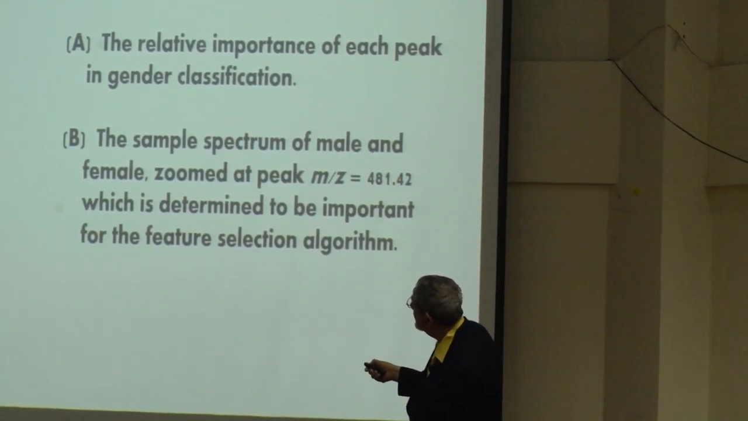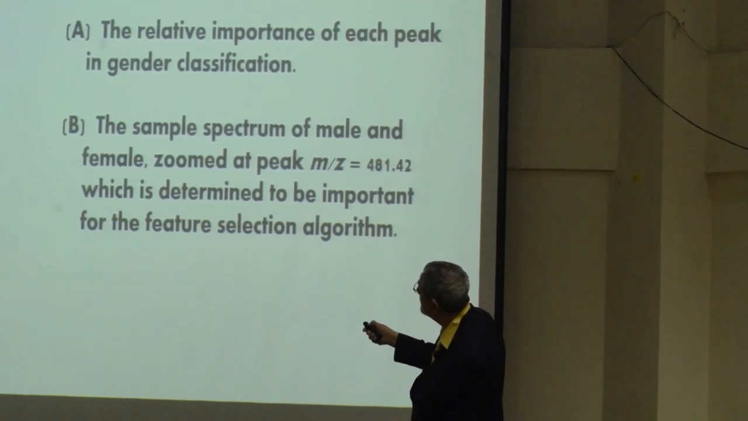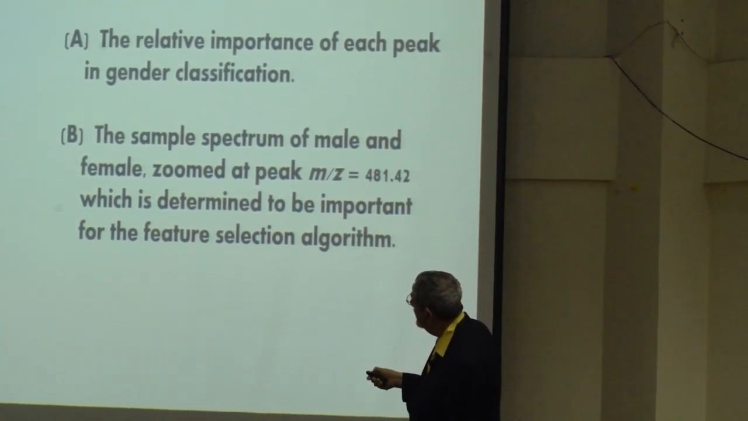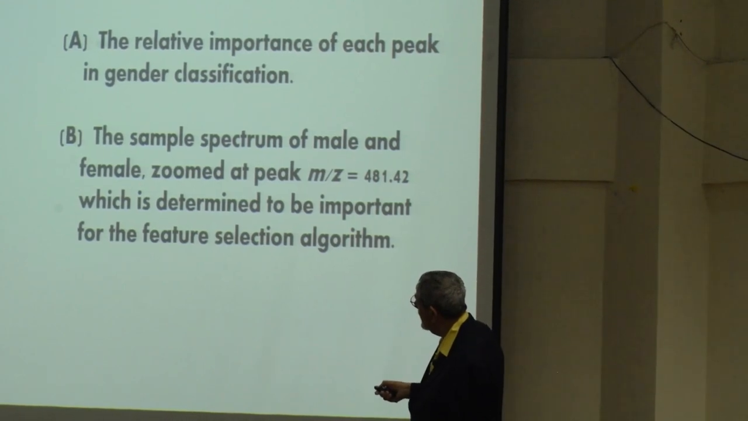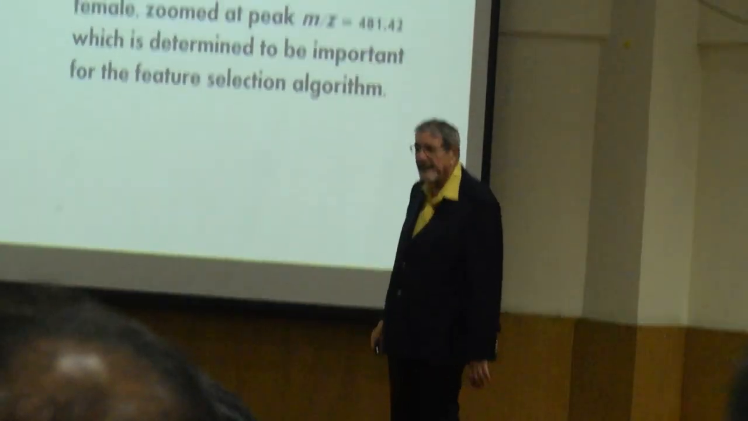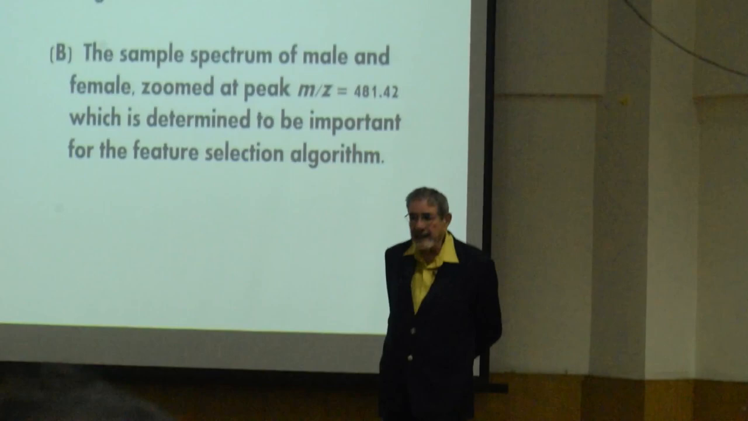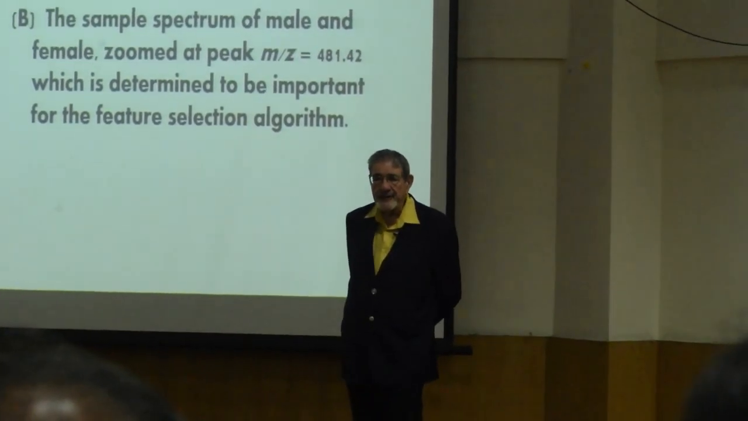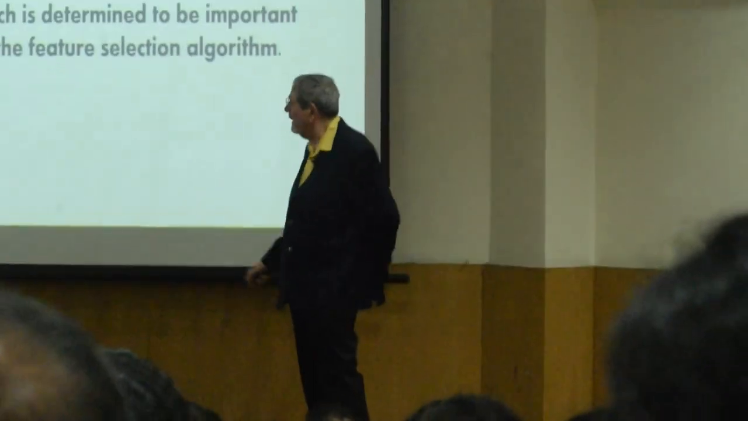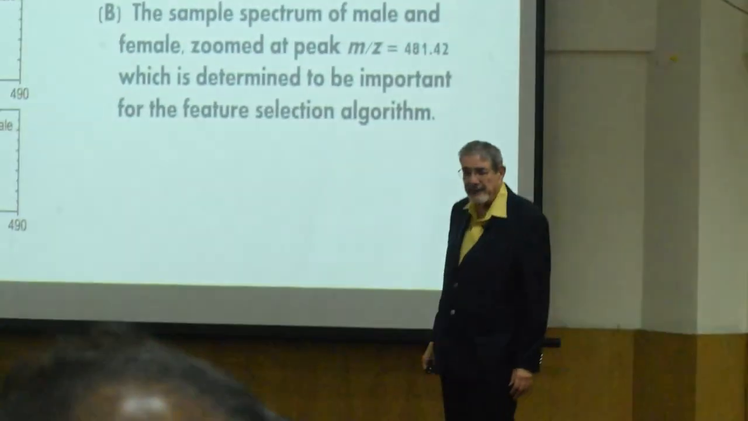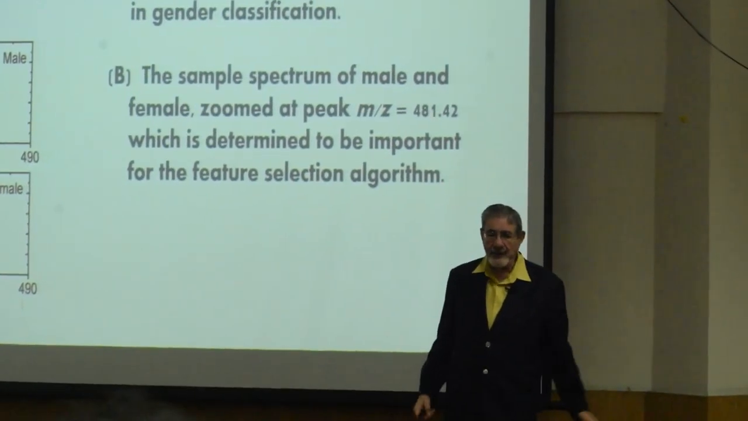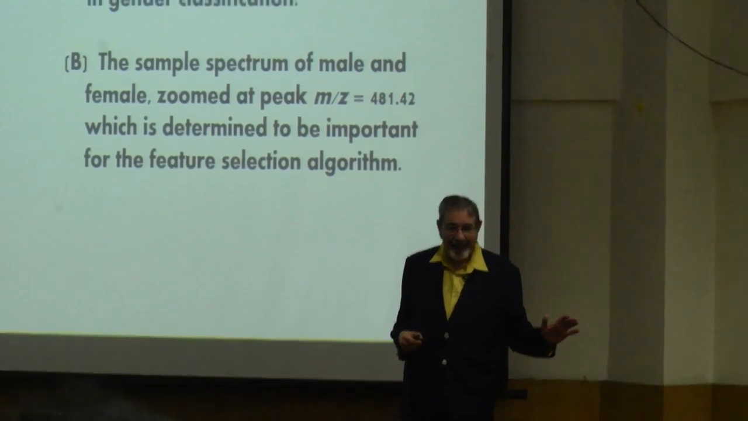481.42. Let's find it. Somewhere in here is 481, this big peak here. See it? Okay? And here's what the male looks like. Here's what the female looks like. So it's easy. But that's why the computer's doing so well. And can I tell you why? No way. As I told you, the computer doesn't teach you anything that way.